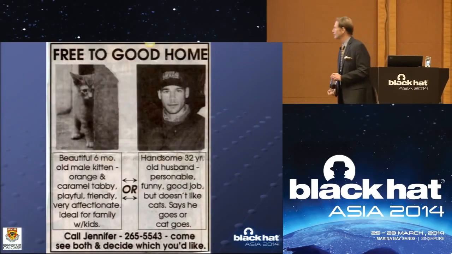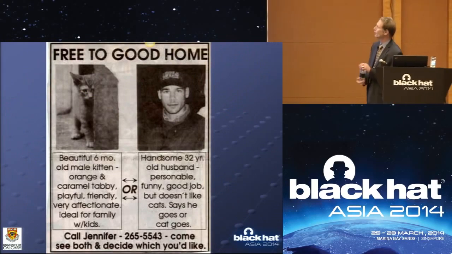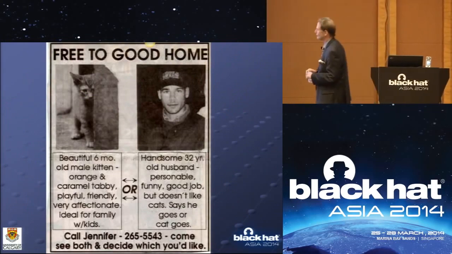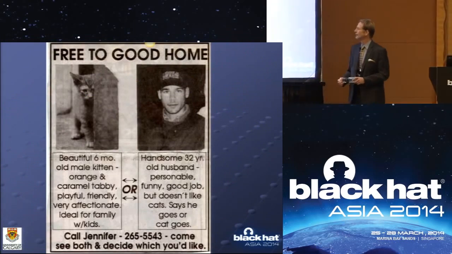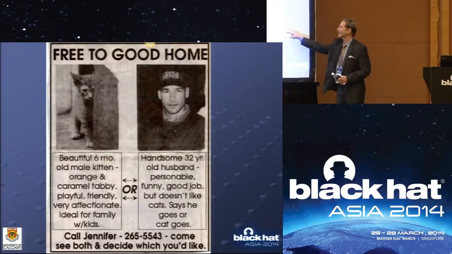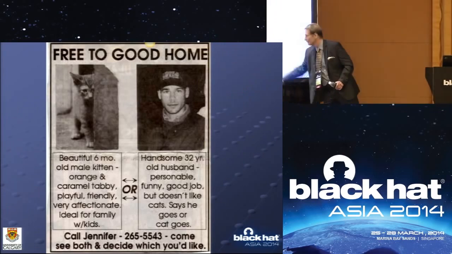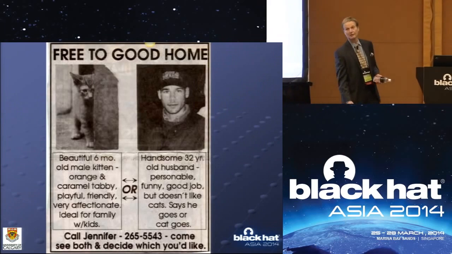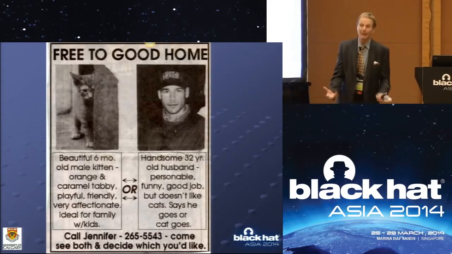I like to leave people with this image, which is a true ad that some woman ran. Free to good home, beautiful 6-month-old kitten, playful, friendly, or handsome 32-year-old husband, funny, good job, doesn't like cats, says he goes or the cat goes. Call Jennifer, come and see both and decide which one you'd like. Why do I show you this? So that you'll remember the key point, which is that we have to make choices.